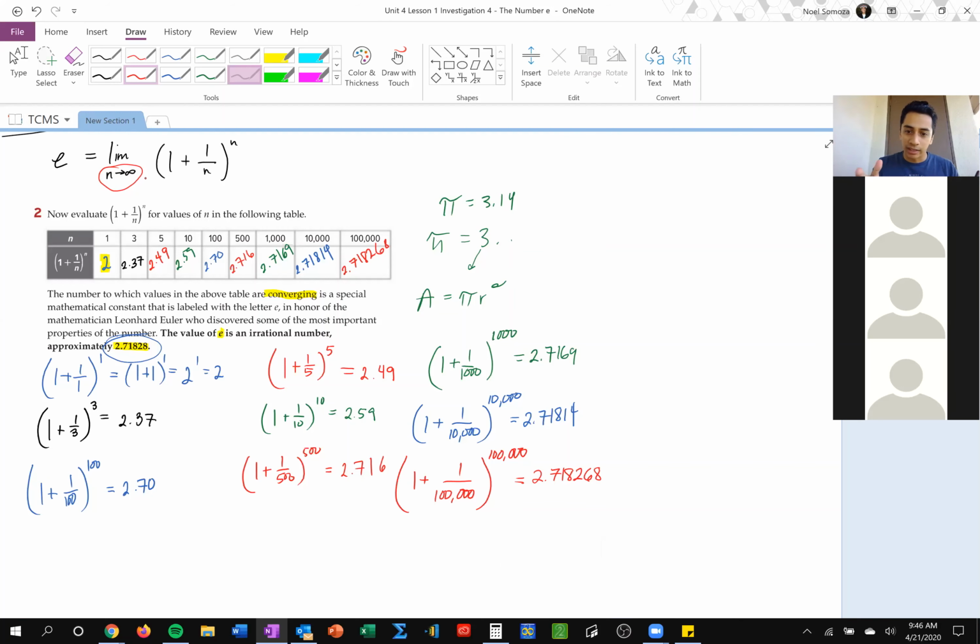Notice that even though you're plugging in really big numbers, the number's not getting bigger, or it is, but very slightly. It went from 2 to 2.718, it didn't go from 2 to 2 million. It's just narrowing in on what the size of the number should actually be. Are there any questions about this entire process?